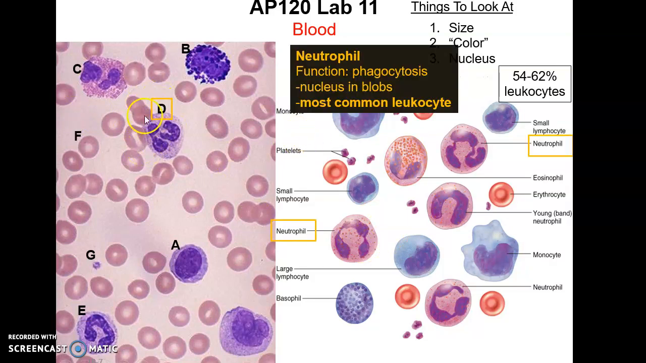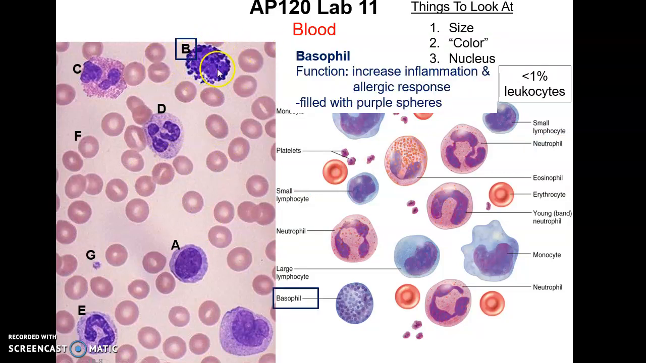Then we have neutrophils. Here's a lovely neutrophil. It engages in phagocytosis, and it is active both in the bloodstream and in the tissues. Its nucleus has lots of little blebs, as it were, 2 to 5 little lobes. And the neutrophil is the most common leukocyte. So over half of the white blood cells are neutrophils. So the most common blood cell is erythrocytes. The most common leukocyte is the neutrophil.